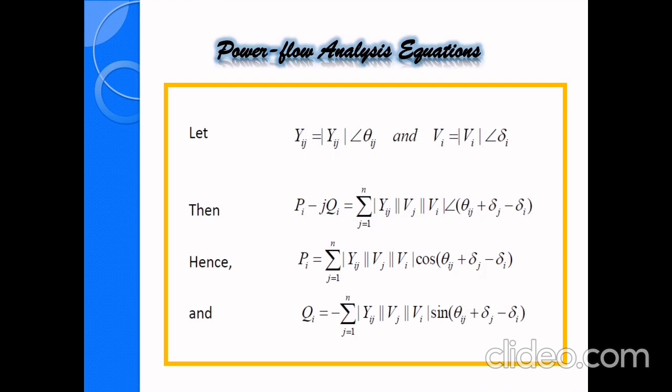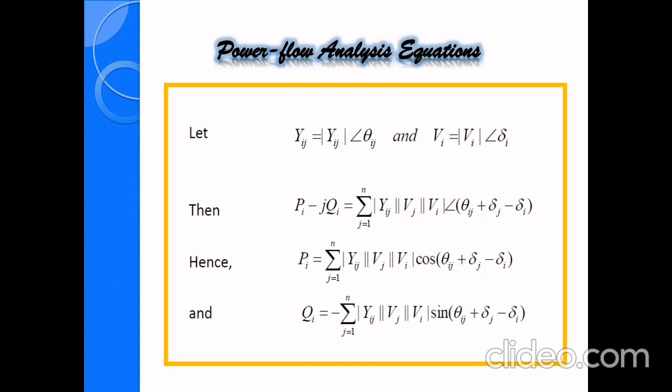And why is it minus delta i? It is because of Vi conjugate there, so the conjugate angle has a negative sign. So finally Pi minus jQi is sigma Yij Vj Vi, the product of all these magnitudes, and the resultant angle is theta ij plus delta j minus delta i. Then I am taking the minus jQi onto the right hand side, so that Pi and Qi, the real and reactive powers, you separate out: the real component of Pi minus jQi, likewise the reactive component of Pi minus jQi.